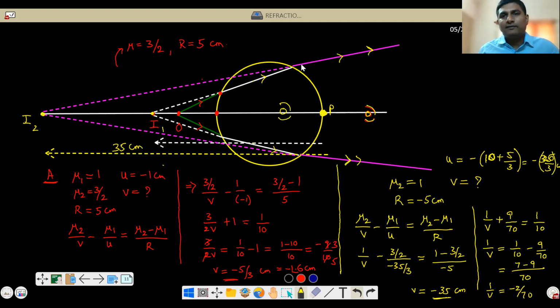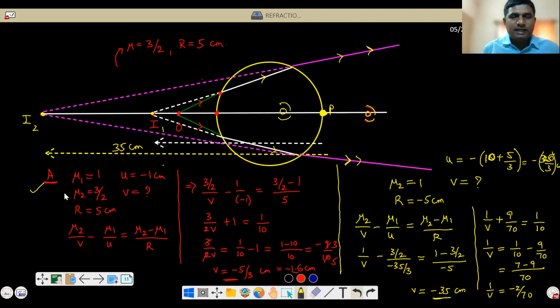Those white rays get refracted and then become purple colored rays, and these colored rays are coming from I2. So therefore, the final position of the image is at 32 centimeters. Is there any difficulty in solving this problem?